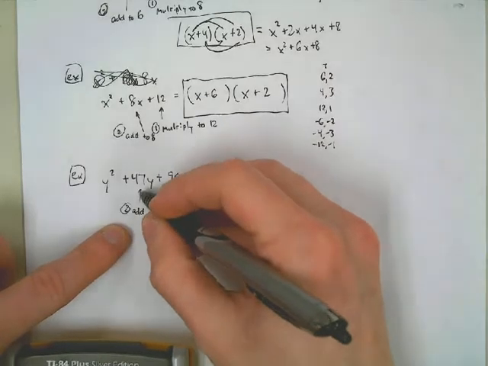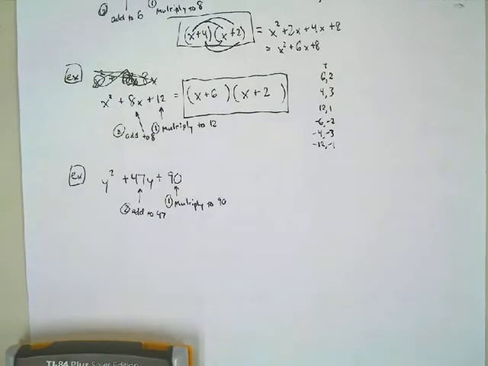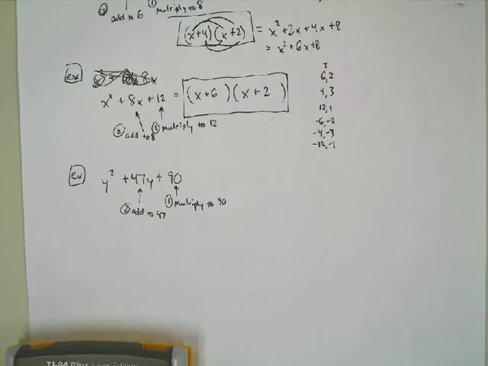Okay, so multiply to 90, but add to 47. Believe it or not, this is going to help you guys with your number sense, your multiplication, your addition. It'll help you get better at that because it forces you to think about it in terms of that.